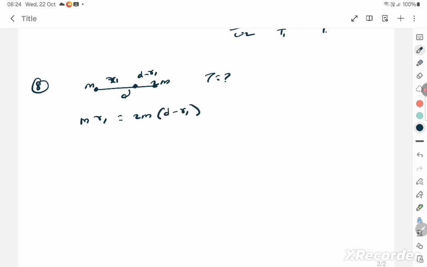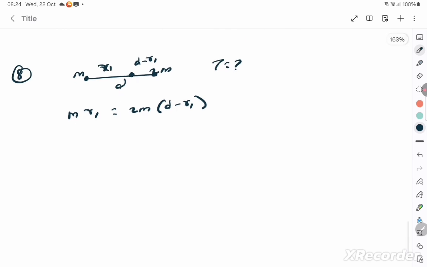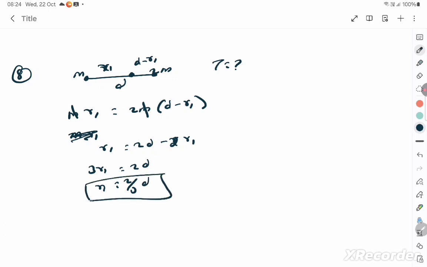So on consolidating this, let's do m into r1. m and m directly get cancelled, so that's good. r1 is equal to 2d minus 2r1, and 3r1 is equal to 2d. Therefore r1 is equal to 2 by 3 of d. You get the relation between r1 and d like this. If r1 is 2 by 3 of d, this will obviously be 1 by 3 of d, so the total adds up to d.